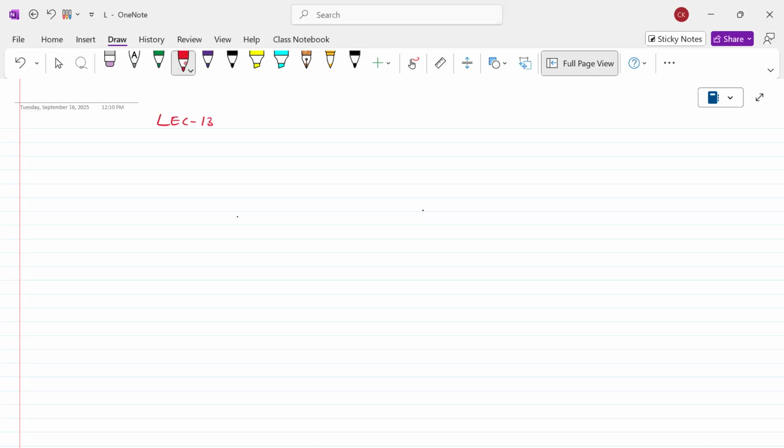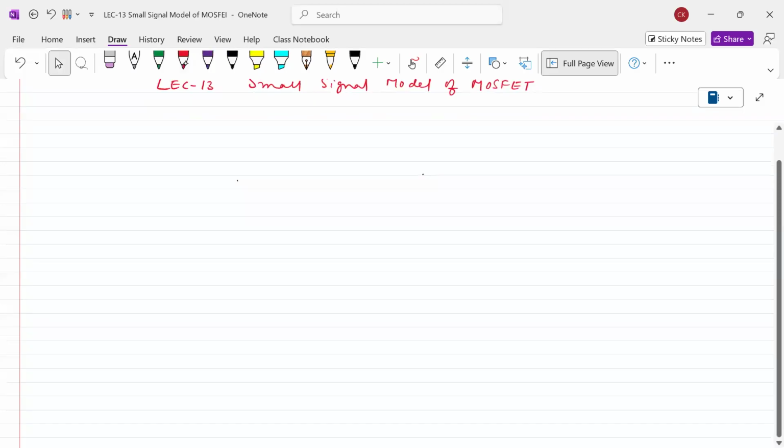That is, the small signal model of nMOS. Small signal model of a MOSFET. So far we have seen the long channel MOSFET behavior. So what is the long channel MOSFET behavior?